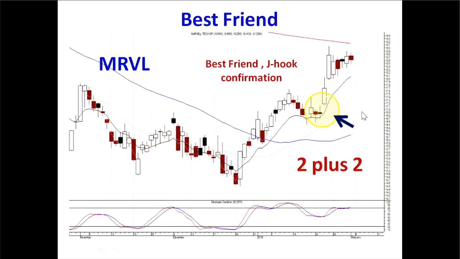Again, 2 plus 2. There's our doji gap up, best friend signal. What type of pattern is it creating? Well, we can see it's already creating a J-hook pattern. Where do you think our next likely target is going to be? Up there at the 200. Why? Because wave 1 and wave 3 are usually about the same magnitude.